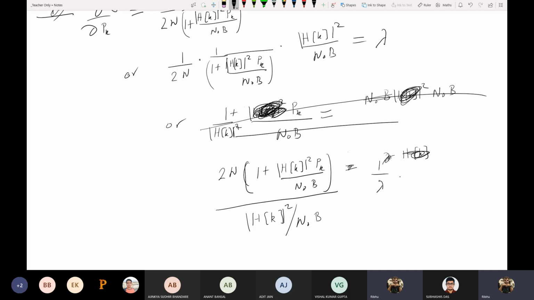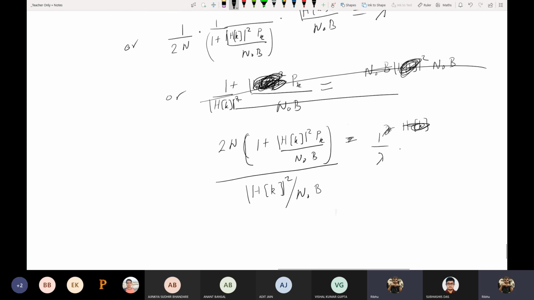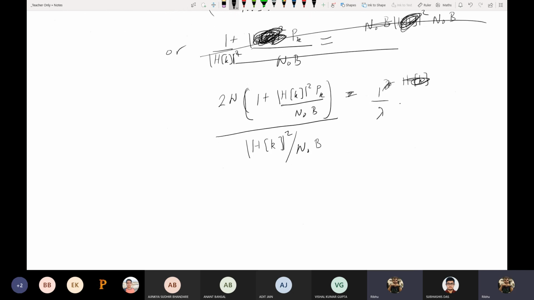Is step 1 fine, guys? Yes, sir. Yeah, so step 2, I'll move 2n to the right hand side, and divide. So what's wrong with this thing?